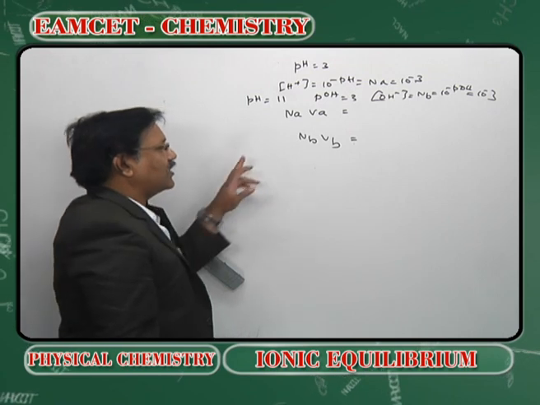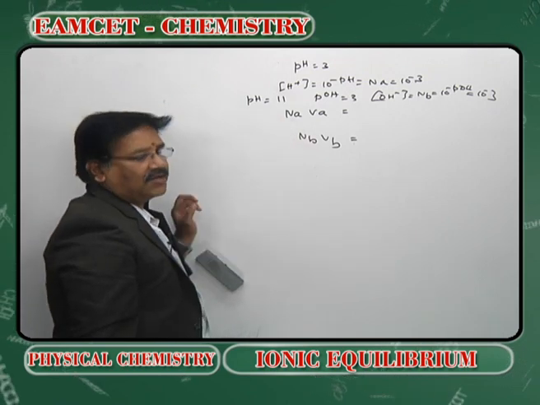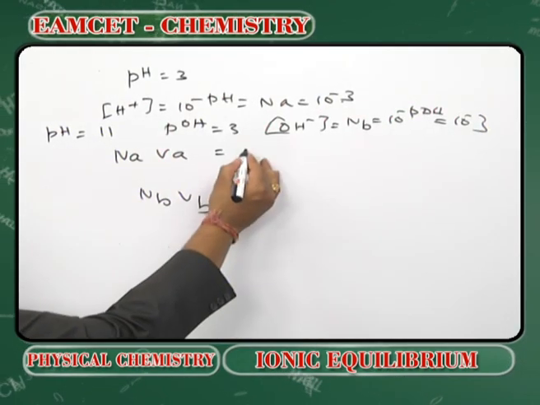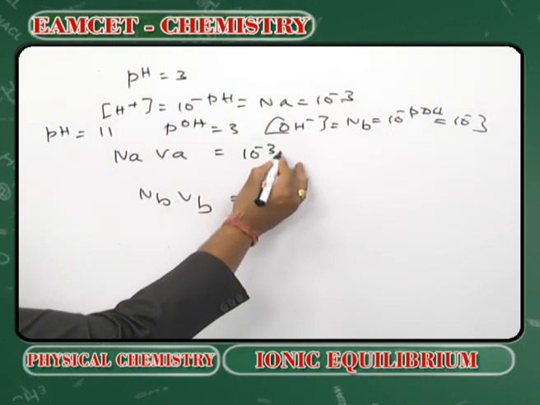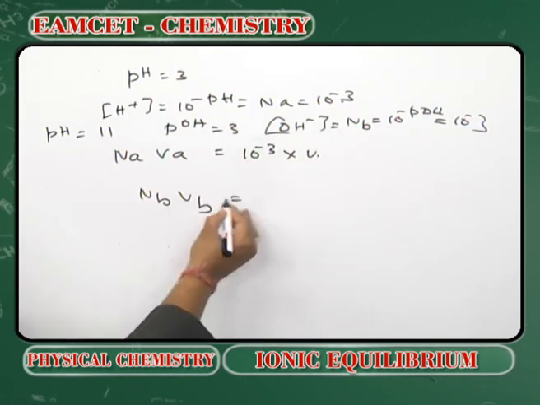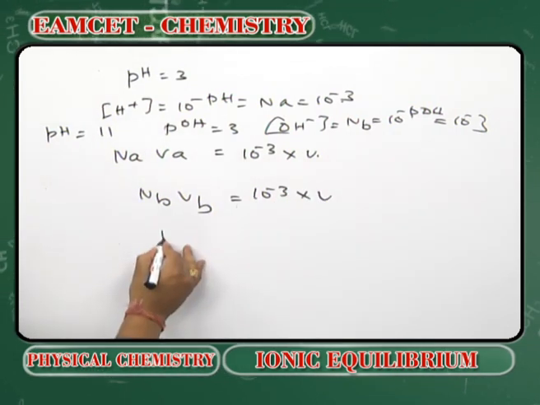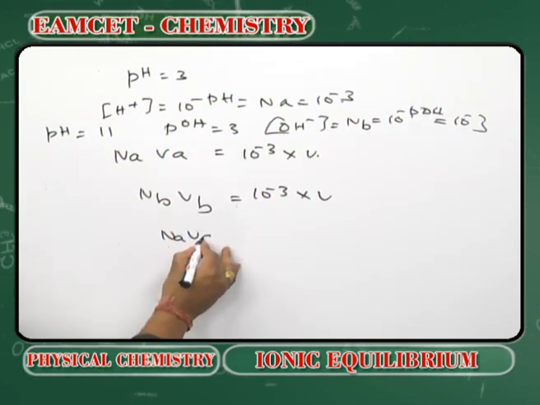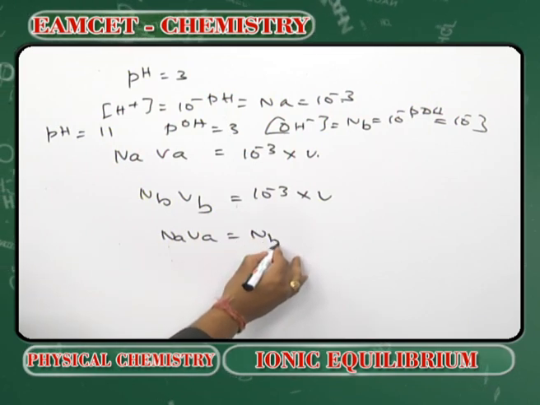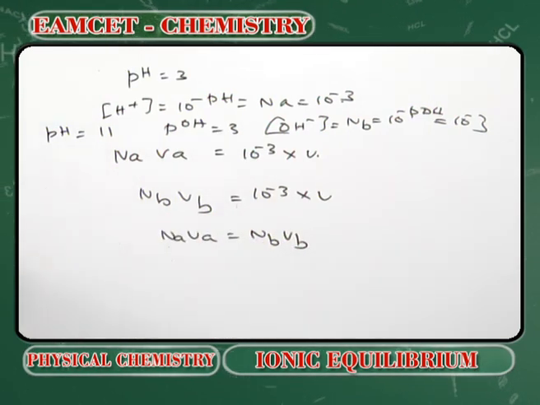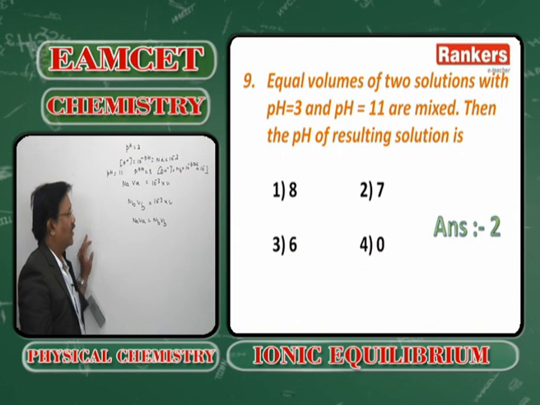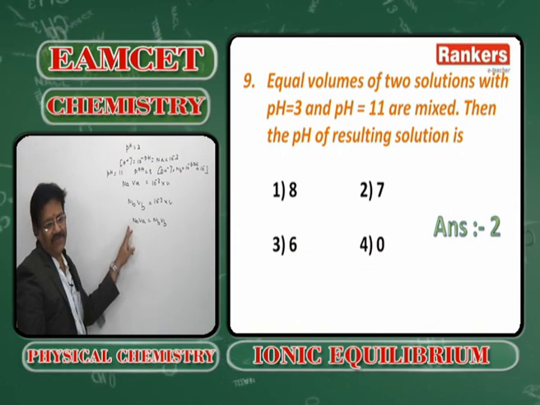Now let us calculate the NaVA value and the NBVB value. What is NaVA? 10 to the power of minus 3 into V. Here also 10 to the power of minus 3 into V. So again NaVA is equal to NBVB. So the resulting solution will be neutral and pH value will be equal to 7.